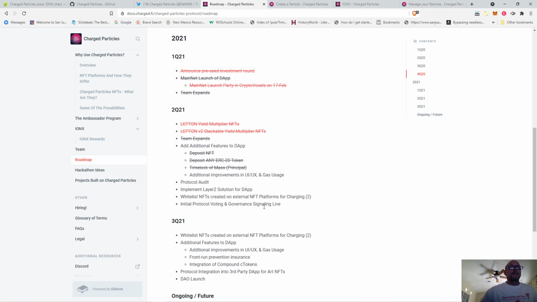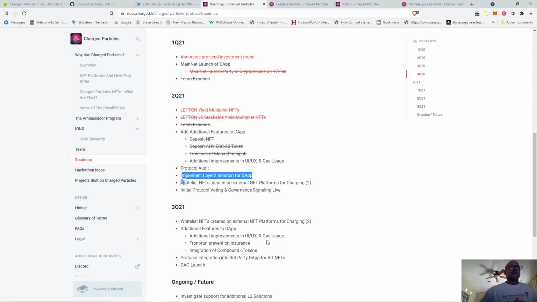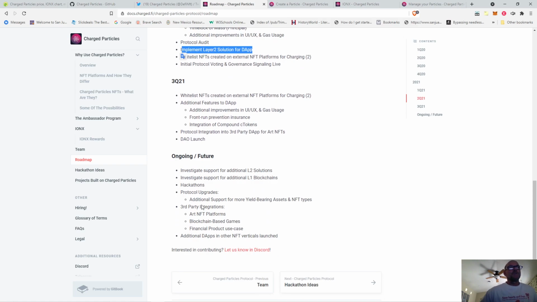Okay. So some of the stuff's already live. Doesn't look like they have their layer 2 ready, but looks like they've added those features to their app. Okay, so they have a future roadmap: third-party integrations to other art NFT platforms, games, financial products. So that's where they're focused on.